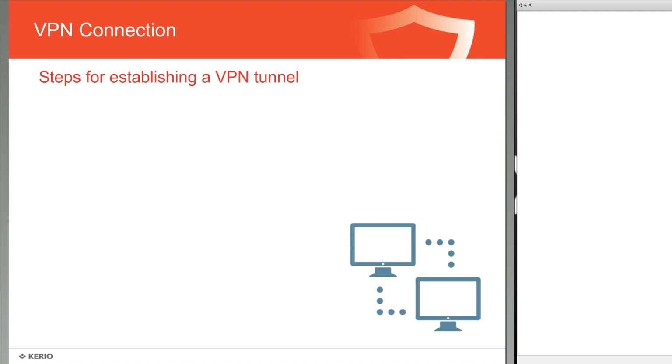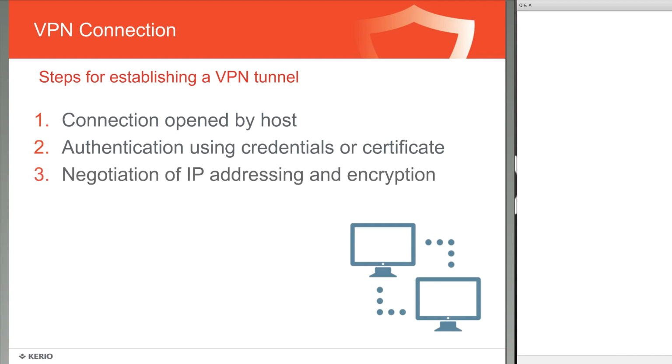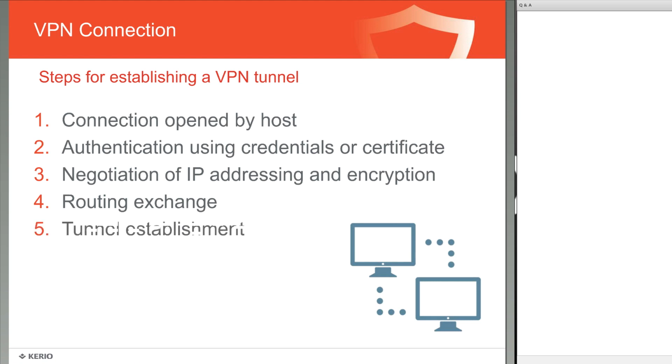Just to cover some of the steps here briefly, when you establish a VPN connection, the first step is the client opens a connection to the VPN gateway. There's the authentication phase where there's the exchange of the username and password or a certificate. Then there's the negotiation of the IP address and what encryption to use. Then there's an exchange of routing information, and then the tunnel is established.